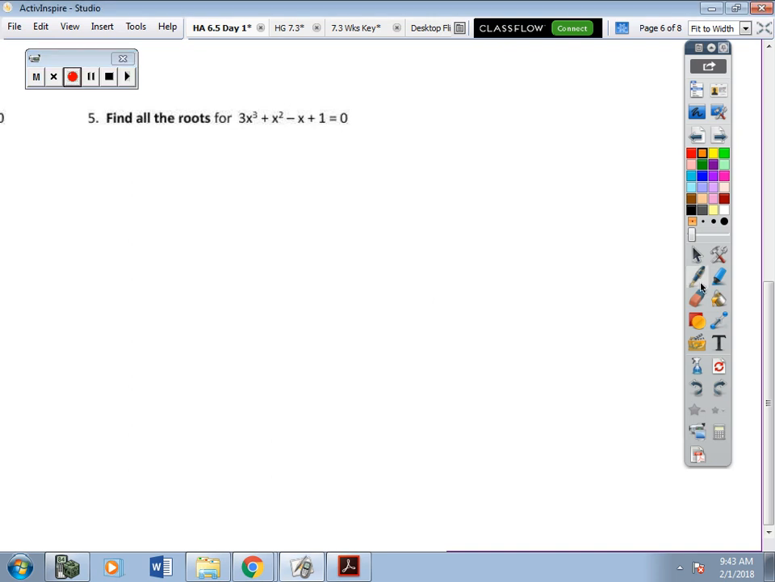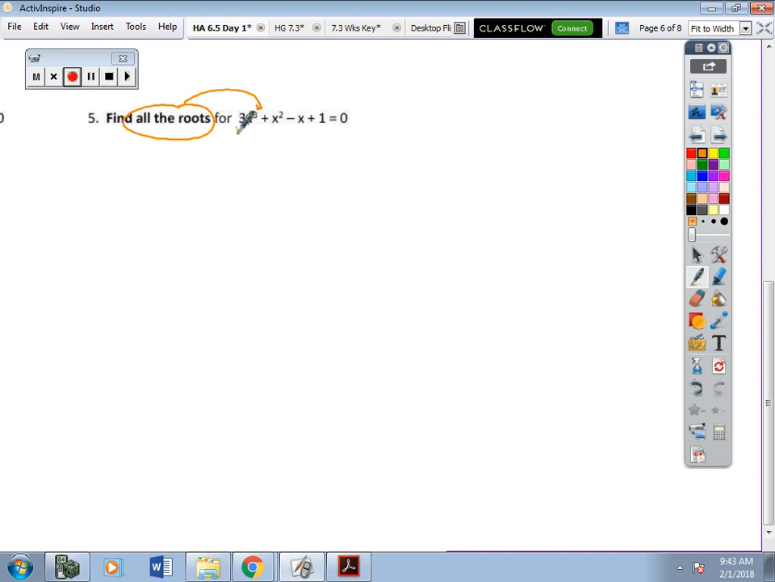Alright, I wanted to pop back on here and go over number 5 and also talk about one of your homework questions that you guys might struggle with. So we didn't get to finish example 5 in class, so let's take a look at it now. Example 5 asks us again to find all of the roots. So we should be getting 3 roots.